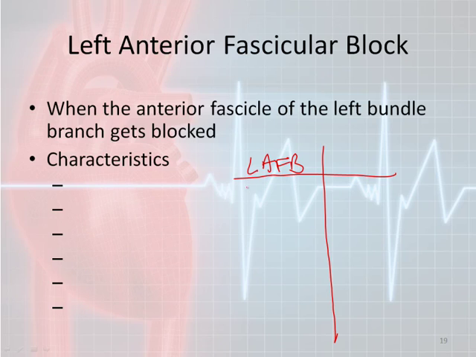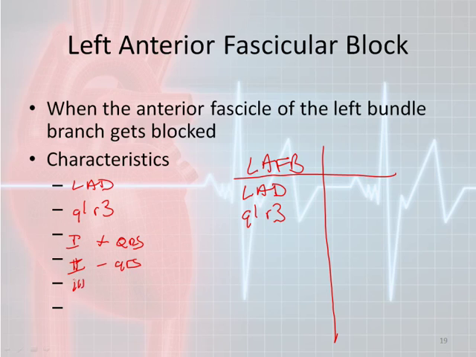So the first thing you're going to look for is a left axis deviation. The next thing you're going to look for is something called a Q1R3. Now what that means is you're going to have a small Q wave in lead 1 and a small R wave in lead 3. So you're going to have a Q1R3. The next thing you're going to have in lead 1 is a positive QRS. Lead 2 is going to have a negative QRS, and lead 3 is going to have a negative QRS.